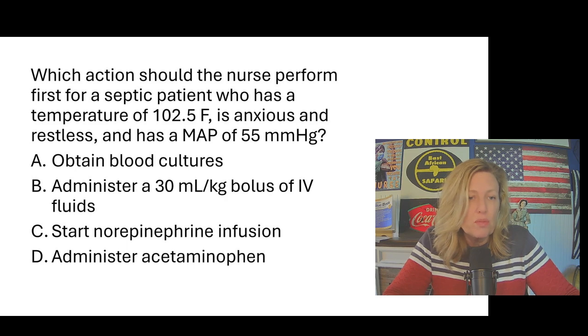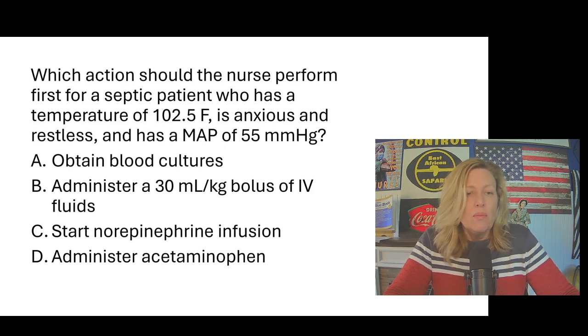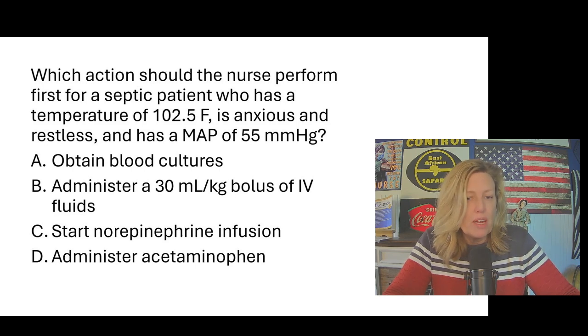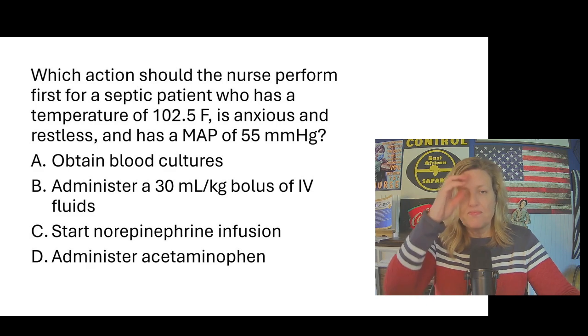Which action should the nurse perform first for a septic patient who has a temperature of 102.5, is anxious and restless, and has a mean arterial pressure of 55? Obtain blood cultures, administer 30 ml per kg bolus, start norepinephrine, or administer acetaminophen.